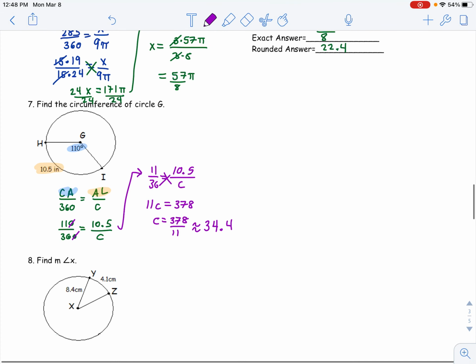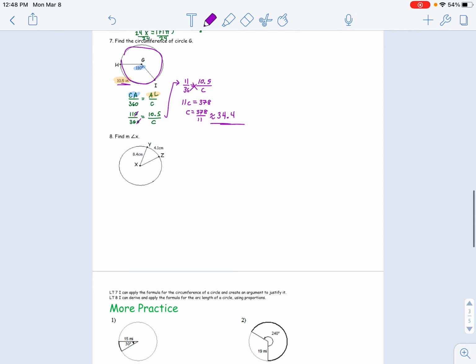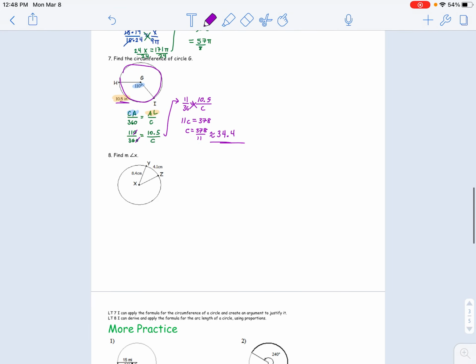All right. So notice that this time we're not always finding arc length. This time it gave us the arc length, so we found the circumference. It said this portion of it was 10.5. So the whole thing was approximately 34.4 based on the central angle. All right. Cruising right along.